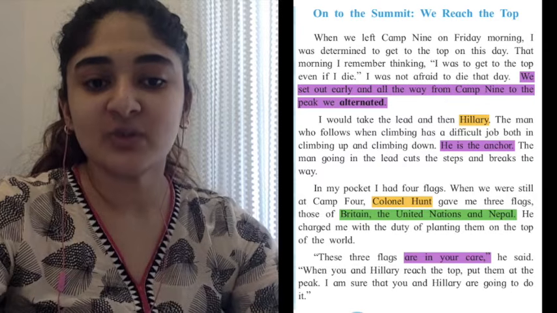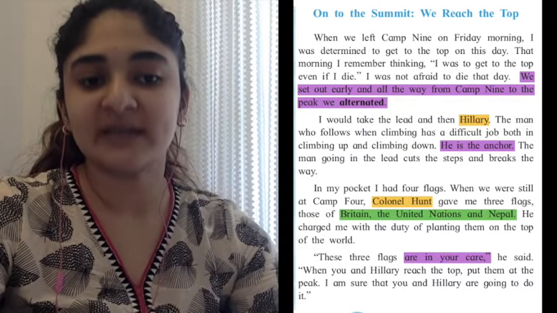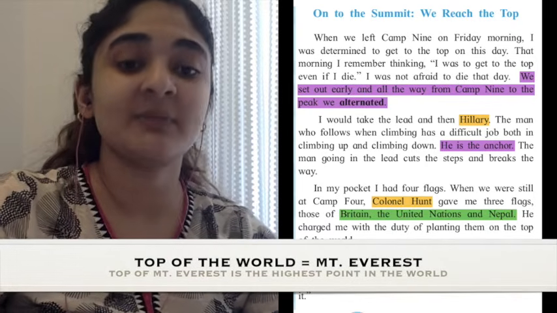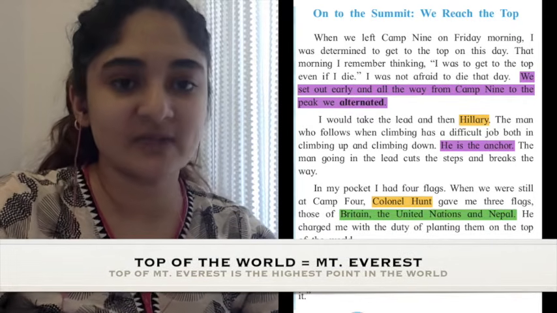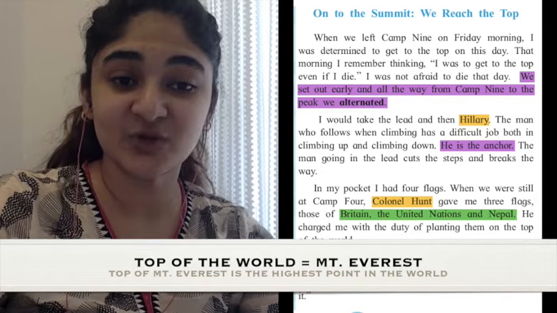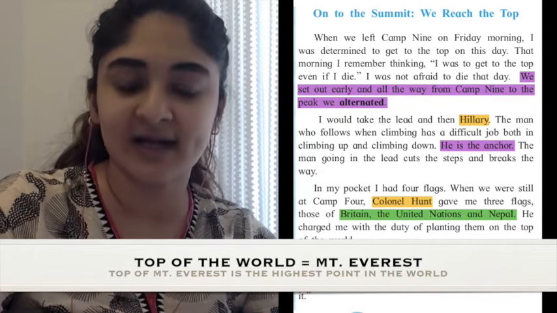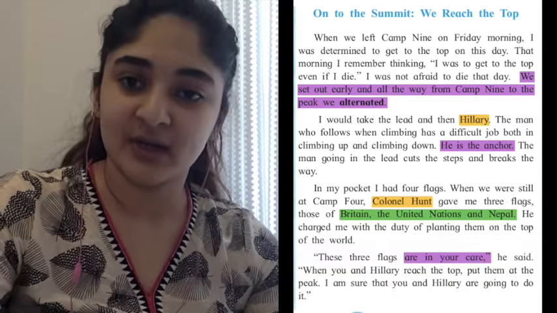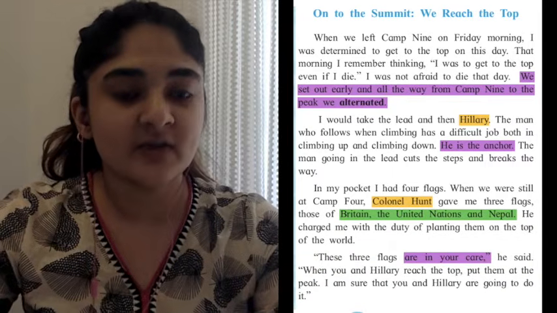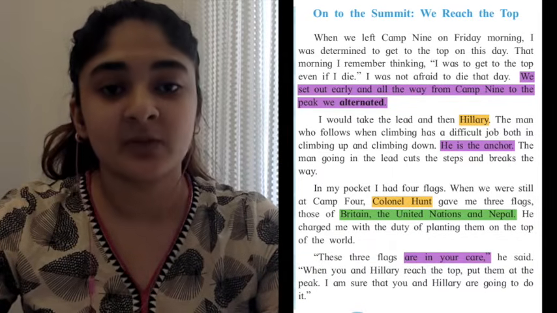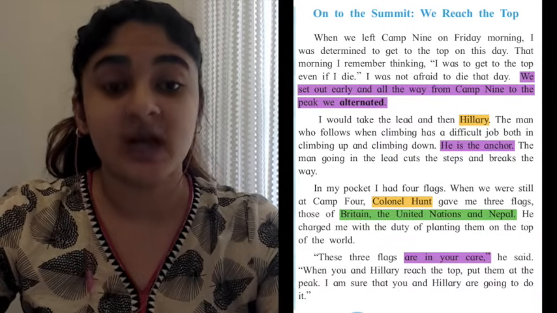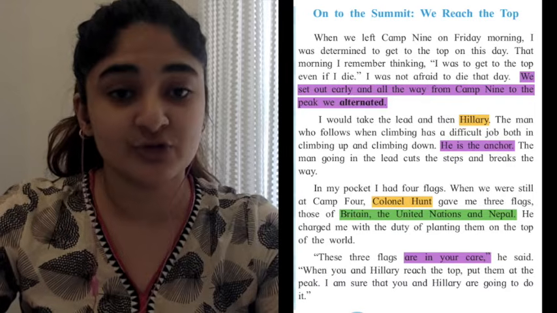He charged me with the duty of planting them on the top of the world. This is the first line जहाँ अपने को पता चलता है कि ये लोग माउंट एवरेस्ट क्लाइंब कर रहे हैं, और वो भी इसलिए नहीं क्योंकि माउंट एवरेस्ट डायरेक्टली लिखा है, बट इट इज सेड दैट planting them on the top of the world. These 3 flags are in your care, he said. When you and Hillary reach the top, put them at the peak. I'm sure that you and Hillary are going to do it.